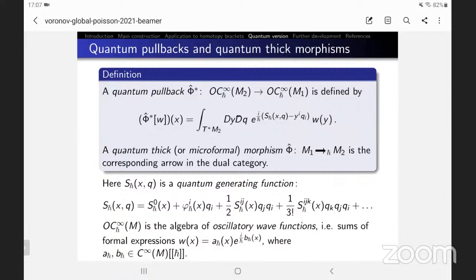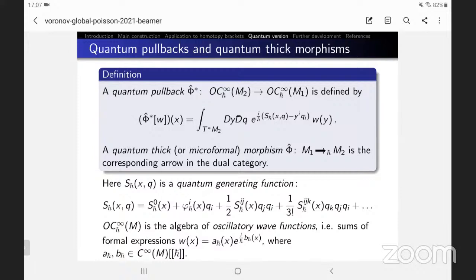So it acts on oscillatory wave functions. Oscillatory wave functions, by definition, are linear combinations of formal exponentials where you allow h to the power minus one. So the phase is assumed to be a power expansion in positive powers of h, but you allow to divide this phase by h. And the coefficient, the amplitude, is a formal power expansion in h.